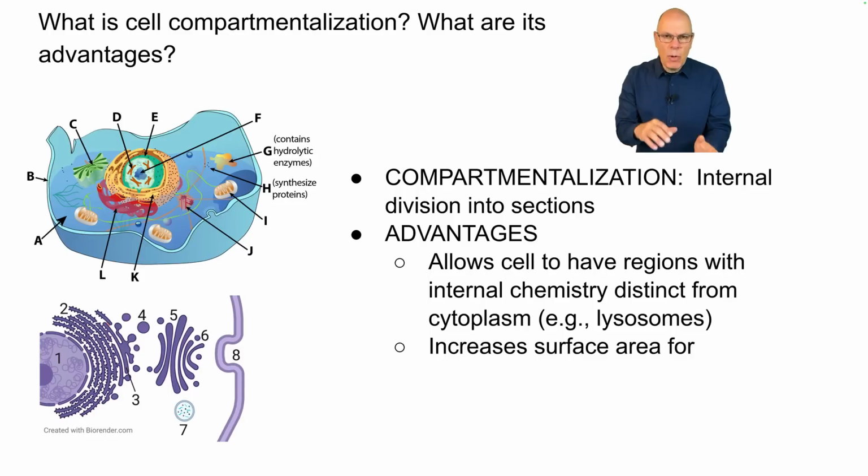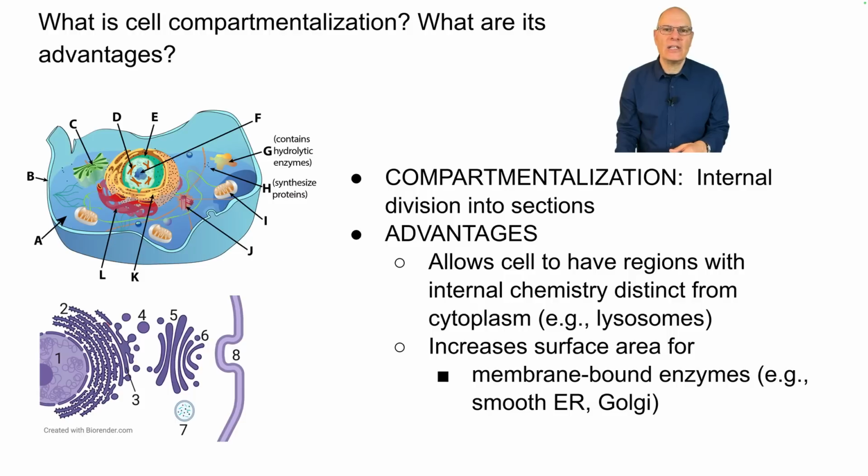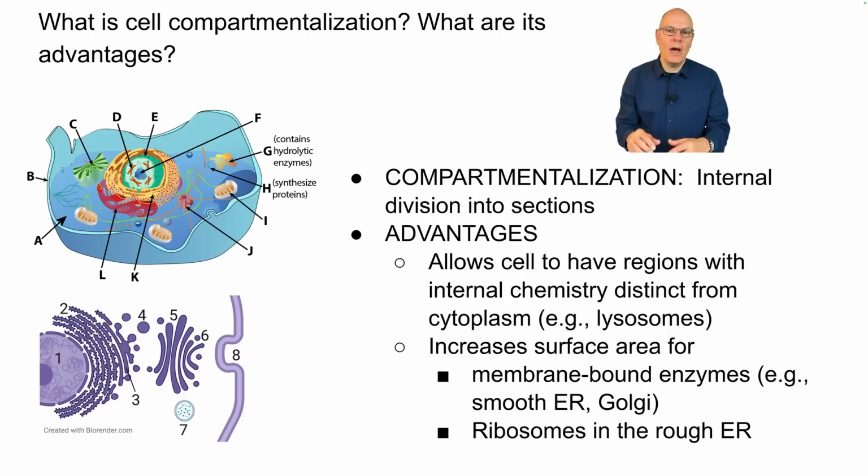In addition, compartmentalization provides a lot of internal surface area, and that's important for membrane-bound enzymes that are found in the smooth ER or the Golgi that can only do their job when they're embedded in a membrane. Compartmentalization makes that possible. And that's also true of the ribosomes that are found in the rough ER.